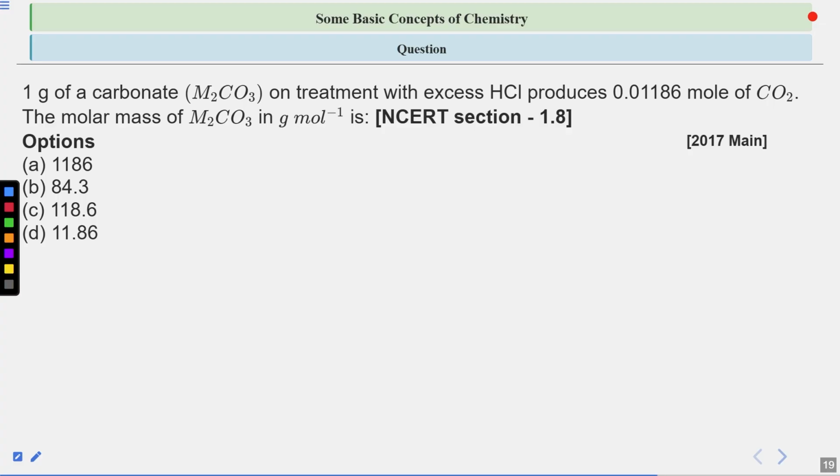One gram of M2CO3 on treatment with excess HCl produces 0.01186 moles of CO2. The molar mass of M2CO3 in gram per mole is? So this was asked in 2017 mains. Your time to solve this question starts now.